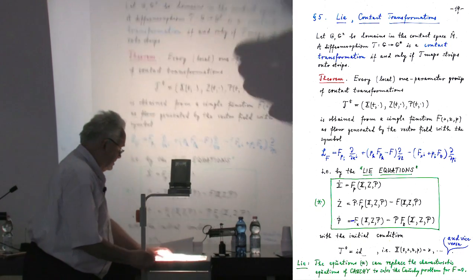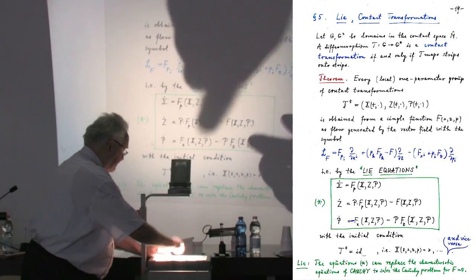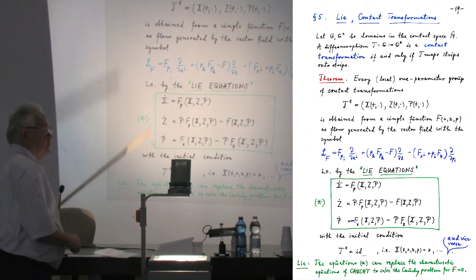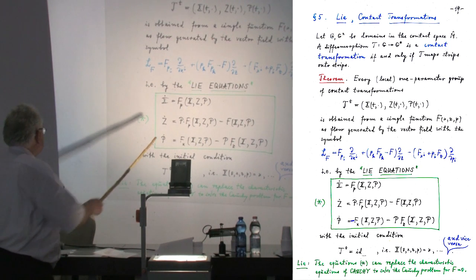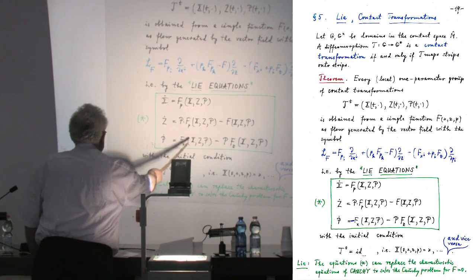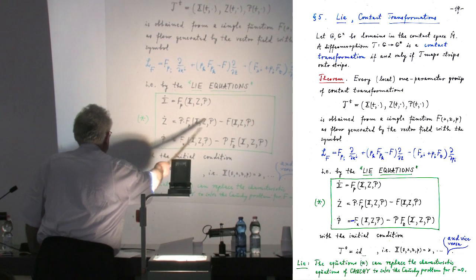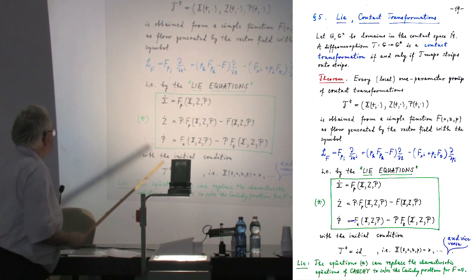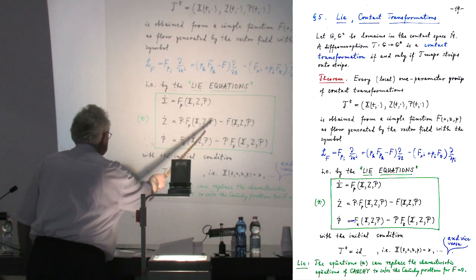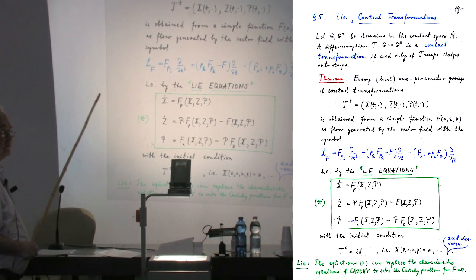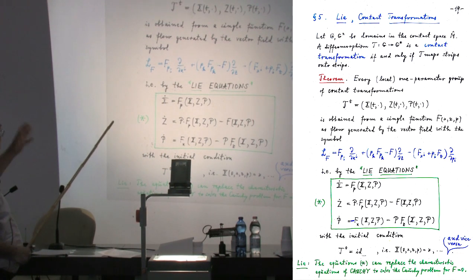Look at the equations star. They look like Cauchy's equations. The first and the third are the same. Only the third is a difference. And what is subtracted is minus f. That's all. But completely different equations, of course, if you put such a thing.